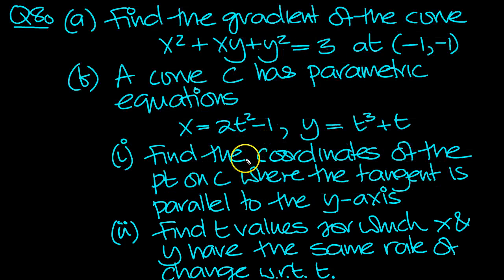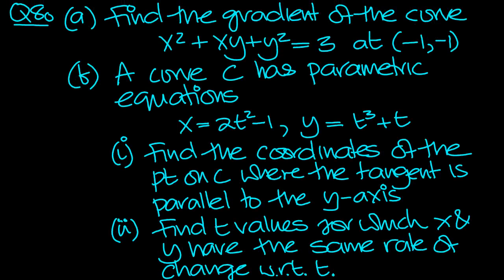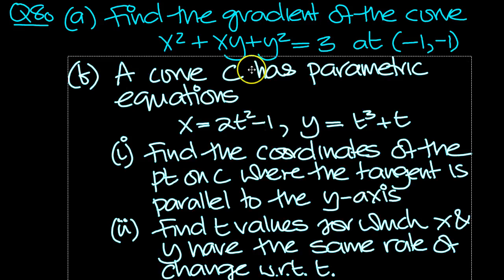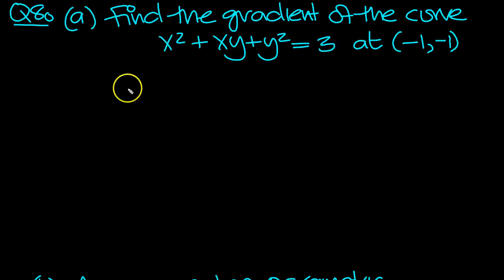So I've got the question here then. Okay, let's have a little look at it, shall we? So I'm going to move part B down and just worry about part A first of all. So let's get that out of the way then, and we'll do part A first. Okay, so the gradient, let's differentiate this implicitly then.